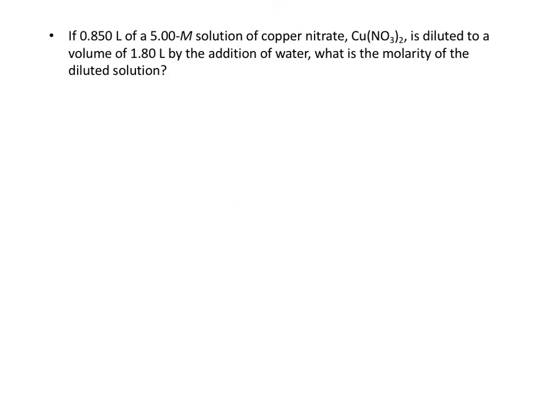All right, so let's see an example of what this might look like. I have 0.85 liters of a 5 molar solution of copper 2 nitrate, and it's diluted to a volume of 1.80 liters. I want to know what is the molarity of the final diluted solution. So they're asking me for M2. And the volume of that diluted solution is the 1.80 liters, so they've given me V2. They also gave me the initial volume, and they gave me the initial concentration.